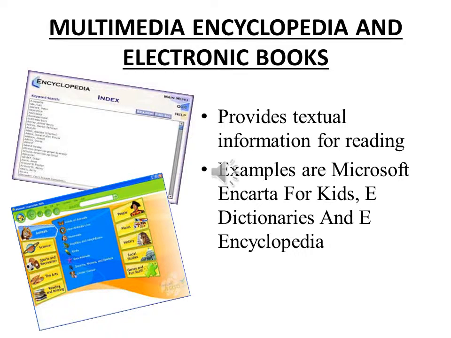Multimedia, encyclopedia, and electronic books. It provides textual information for reading. Examples of these are Microsoft Encarta for Kids, electronic dictionaries, and electronic encyclopedia. E-books are useful for learning, reading, spelling, and verbal skills. Electronic dictionaries like Merriam-Webster and Britannica Encyclopedia are available for students' inquiries.